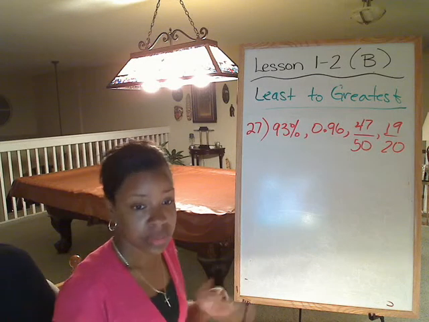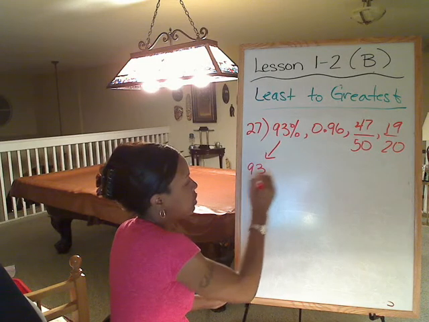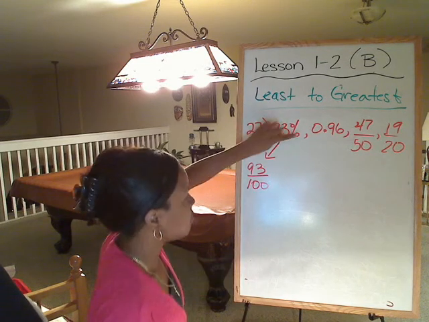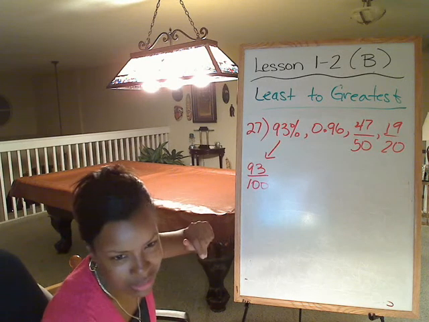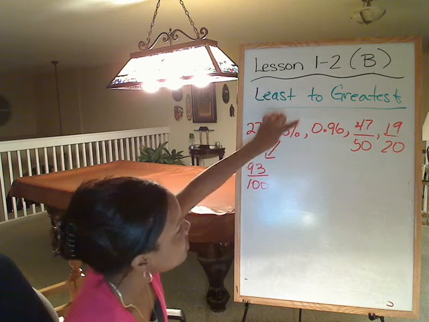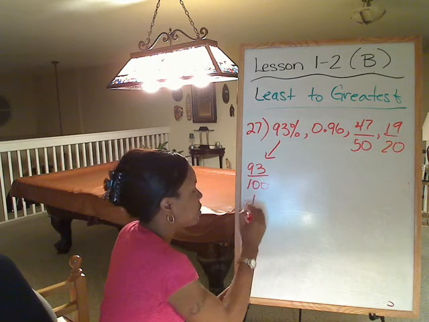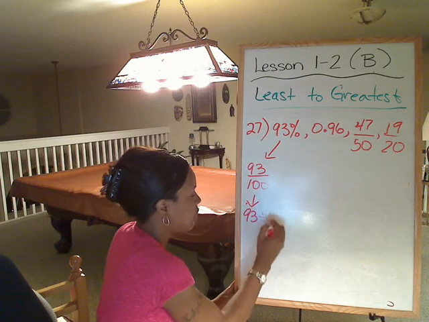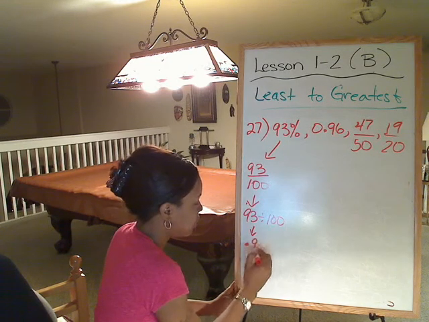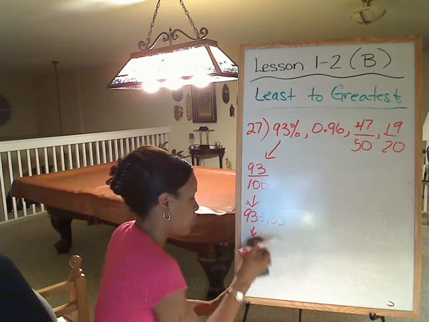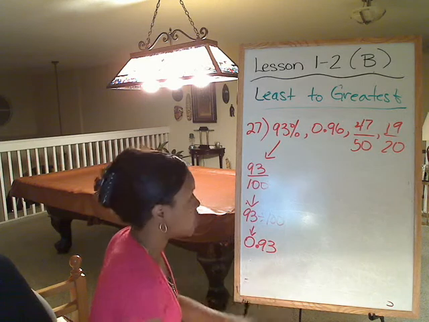So again, first step, change everything to a decimal. So 93% is 93 over 100, right? Because percent means per 100, so 93 per 100. Another little way sometimes people remember is the percent looks like a 1 and 2 zeros, so 100. And then we're going to divide 93 divided by 100, and we get 0.93. So that's the first decimal.